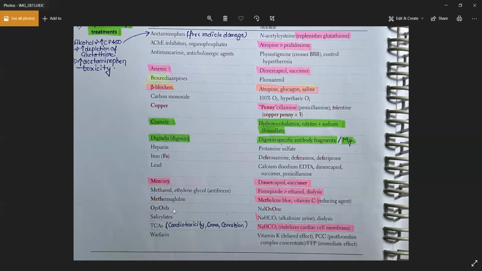For opioids, you will use naloxone. And you need to give frequent doses of naloxone. Very important. You need to give the patient frequent doses of naloxone because naloxone is a short-acting agent. Step 1 will ask you.